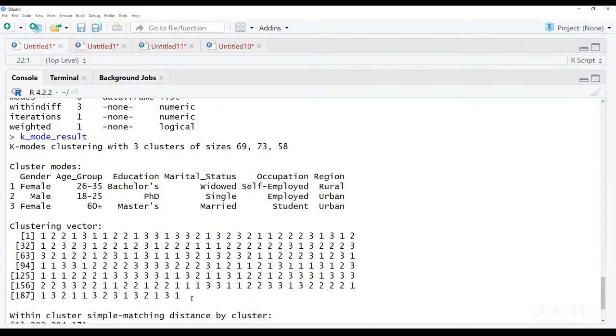Individual 2 is in the second group. Individual 3 also second group. Individual 4 in first group. So this is the clustering vector.